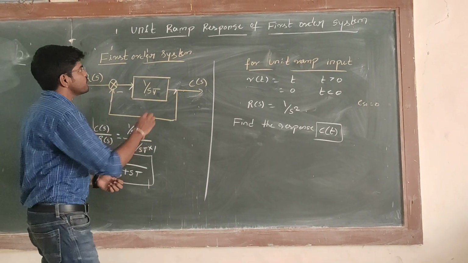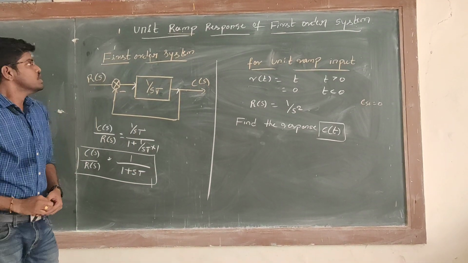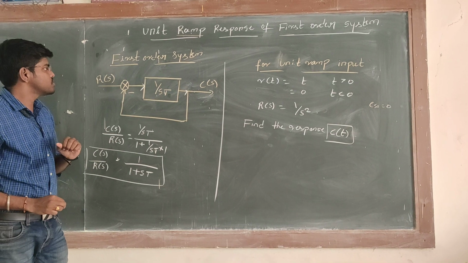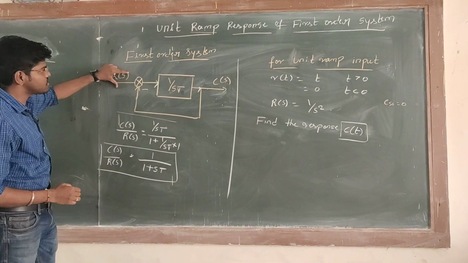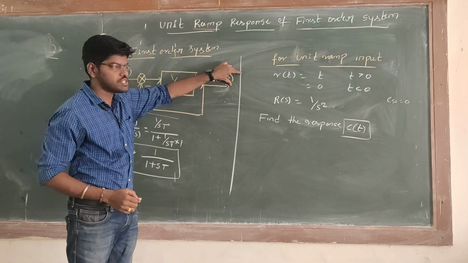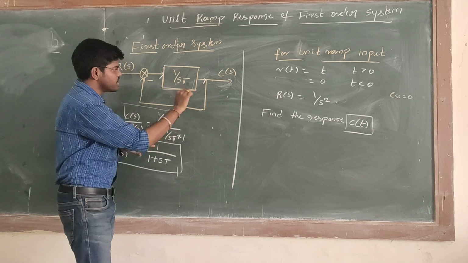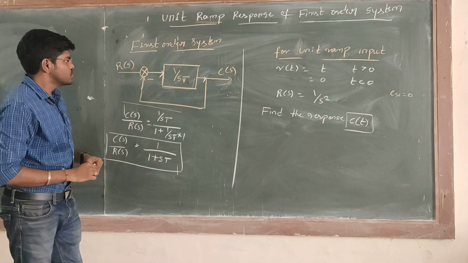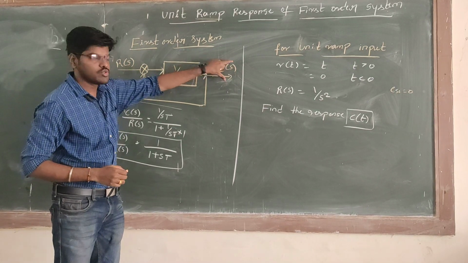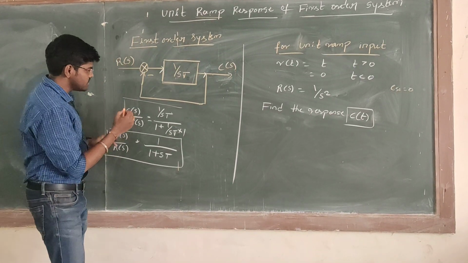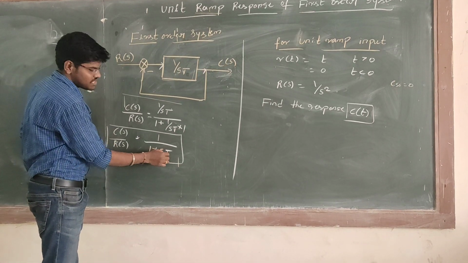Here the ramp input is one of the standard test signals in the control system. The first order system in the control system can be represented by this block diagram. We have the input R of S and the overall output of the system is C of S. It is connected between two blocks, one is the forward block and another is the feedback path element. Once you find the transfer function of this element, that is the Laplace transform of output to the Laplace transform of input, we get the transfer function as 1 divided by 1 plus ST.